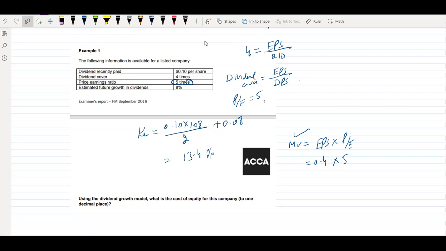ओके. सर ये ईपीएस हमारे पास क्या निकली है? 0.4 आई है. पता चला कैसे आई? वो सर हमने डिविडेंड कवर का फॉर्मूला यूज किया. Yes.